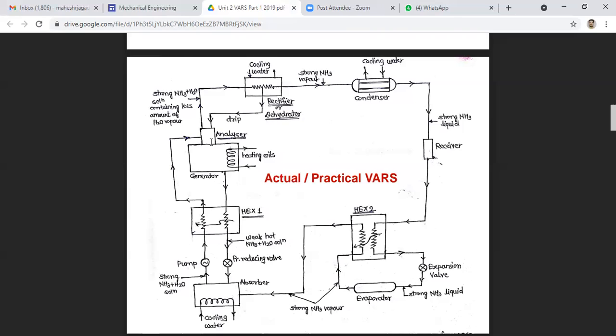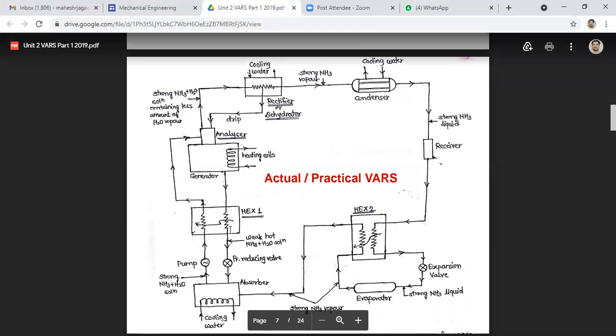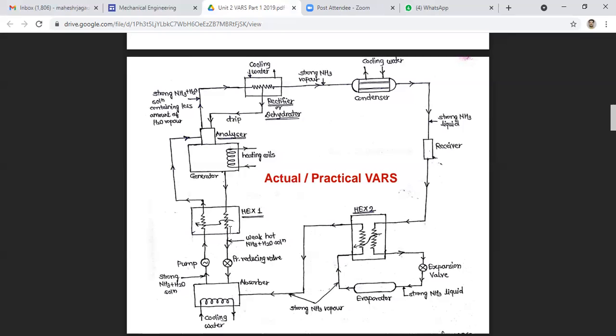So this operation reduces the heat supplied to the generator and the amount of cooling required for the absorber, which increases the economy of the plant. It helps reduce the heat supplied to the generator, and cooling is provided in the absorber. So this is the function of the first heat exchanger.